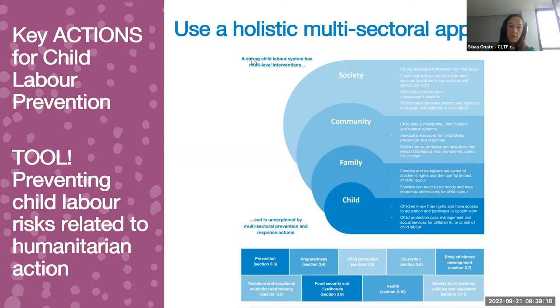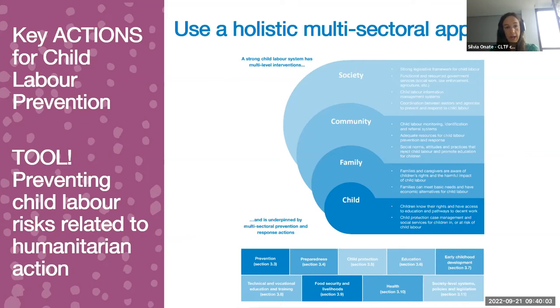We know that while child labor fits within child protection programming, child protection actors alone cannot prevent child labor. So the involvement of multiple sectors is very important for effective prevention. Here on the slide, you can see the prevention and response multi-sectoral programmatic framework for addressing child labor in a variety of humanitarian contexts. It covers specific actions for prevention across different sectors and across different levels of the socio-ecological model.